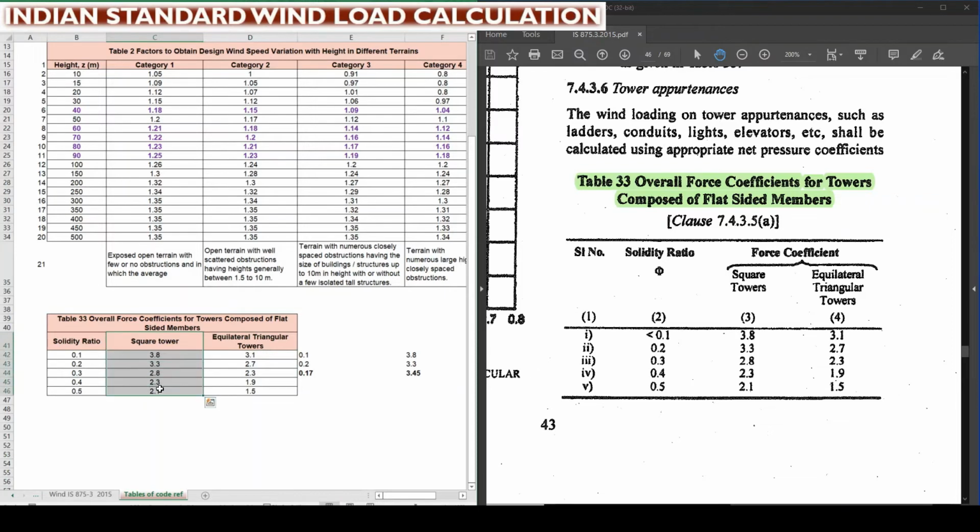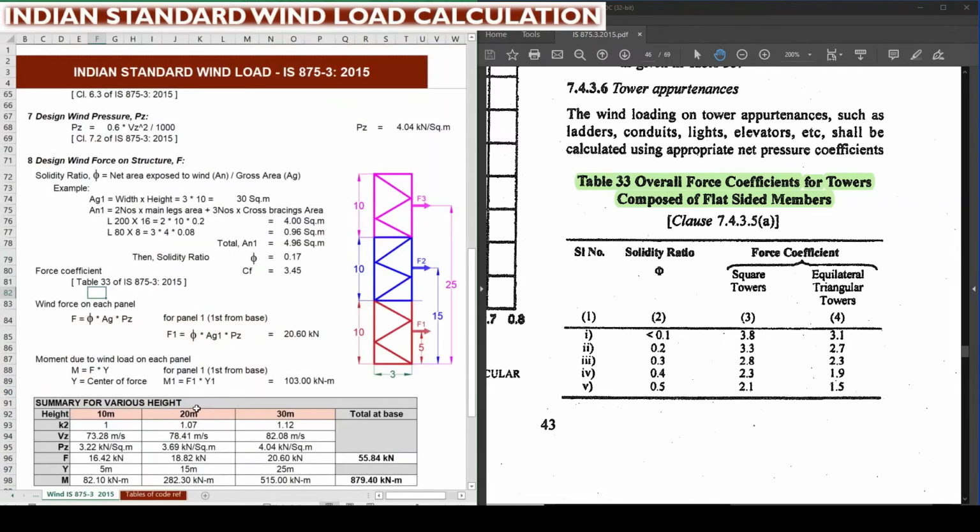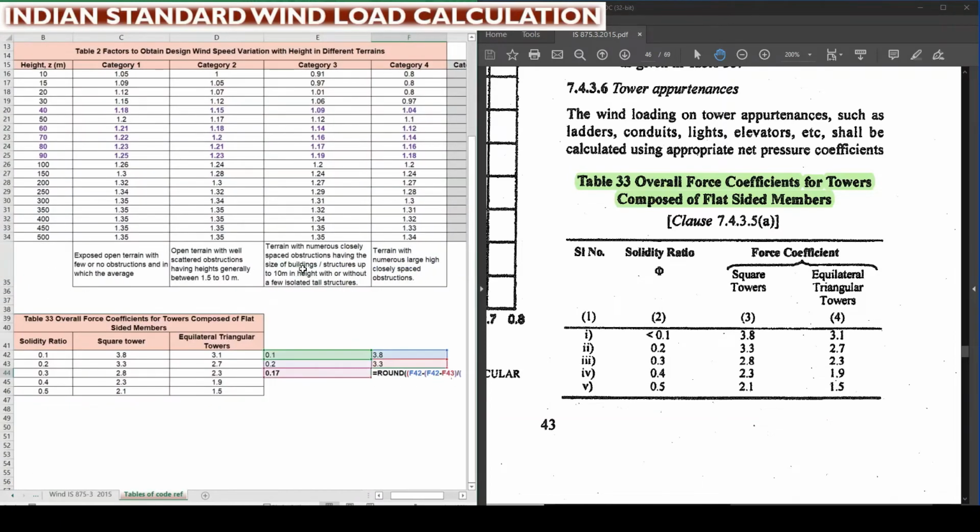We are considering our tower as a square tower. A square tower is nothing but one having four leg members. The equilateral triangle tower is a tripod type of tower. For that, the coefficient factors are provided here. So we are considering the square type of tower, that is a four-legged tower. Then from table 33, for solidity ratio 0.17, we are getting the force coefficient CF as 3.45, which is interpolated here in the right side Excel tab.